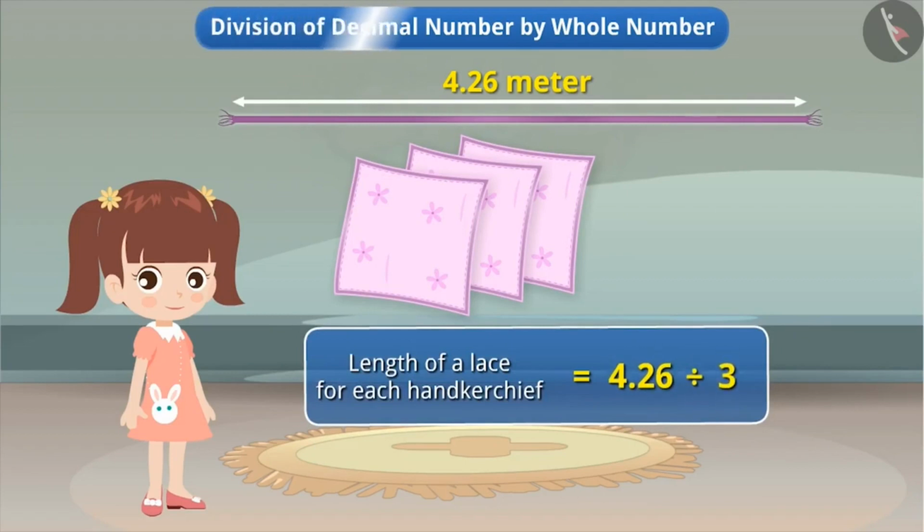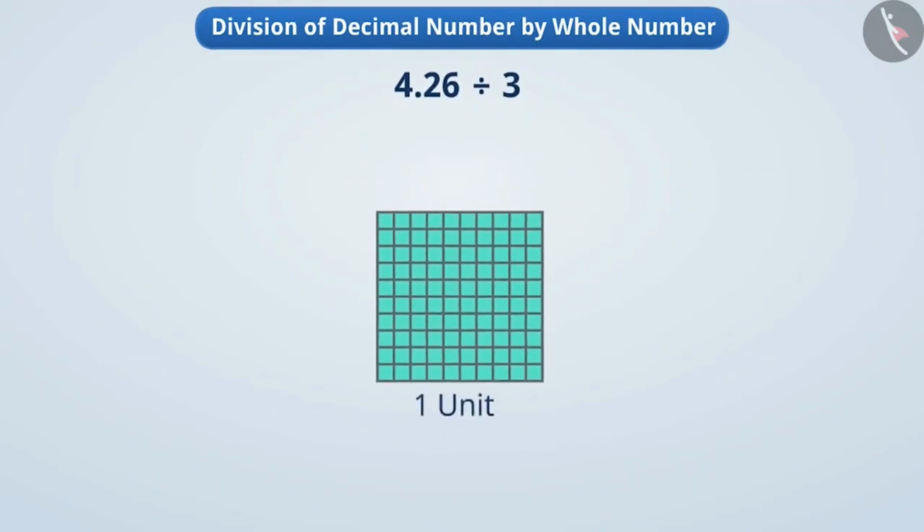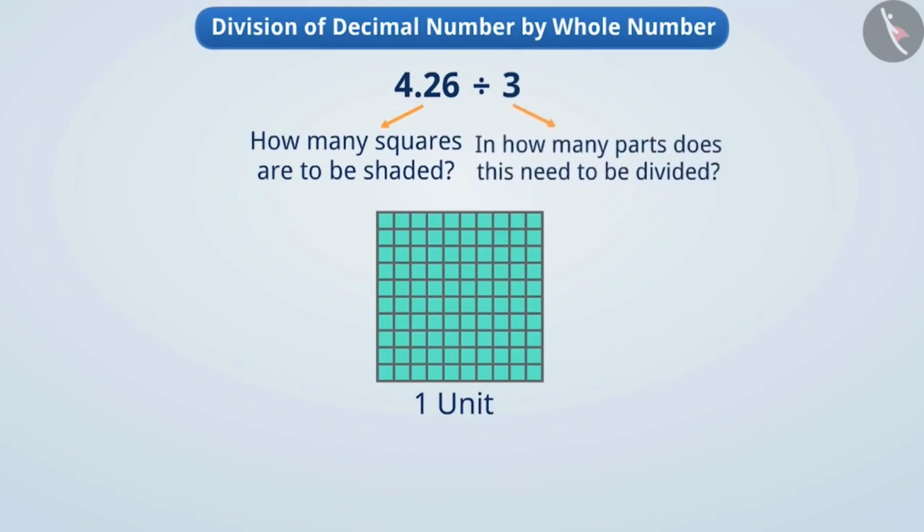Here, we have to divide the decimal number by a whole number. Let's solve it. If we consider a square as a unit, then the first number, 4.26, tells us how many squares we have to shade, and the second number, 3, tells us in how many equal parts we have to divide the shaded parts.